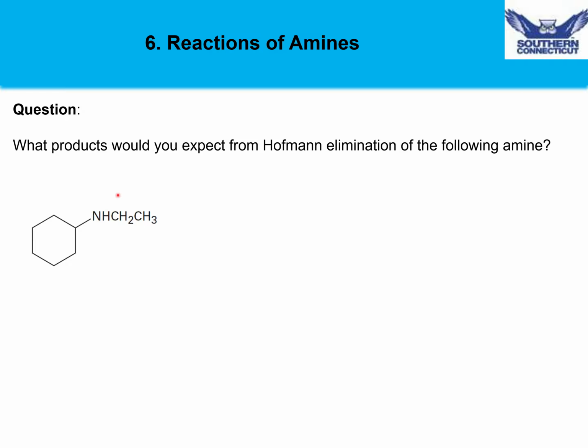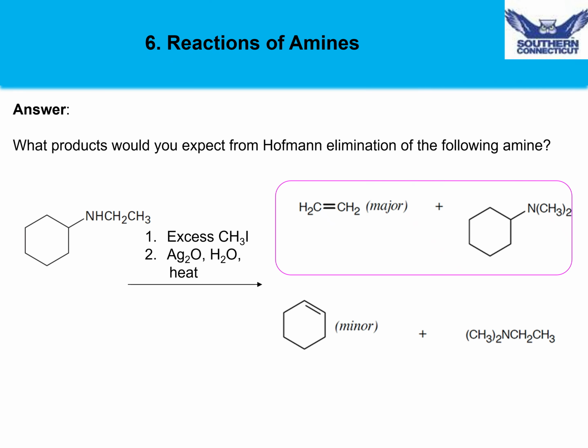In this question, we want to figure out the product that you would expect from the Hofmann elimination of the following amine. Notice this nitrogen is attached to an ethyl group and a cyclohexyl group. When trying to do a Hofmann elimination on an unsymmetrical amine such as this one, there are two possible outcomes that we can get.